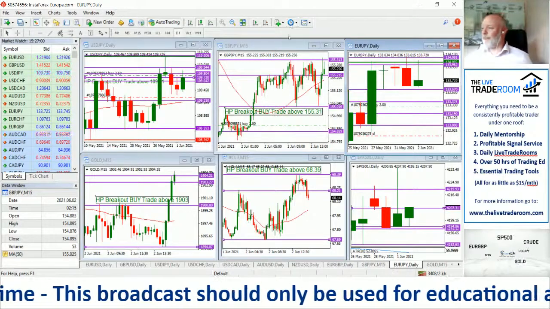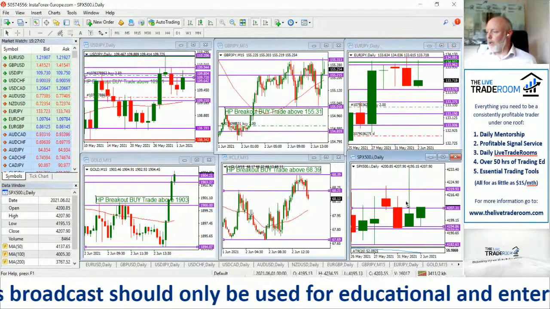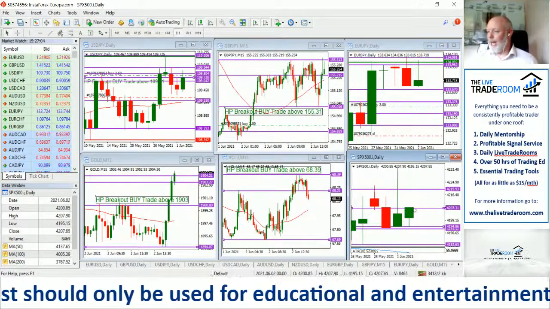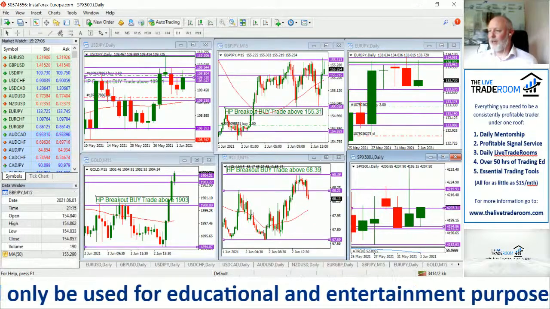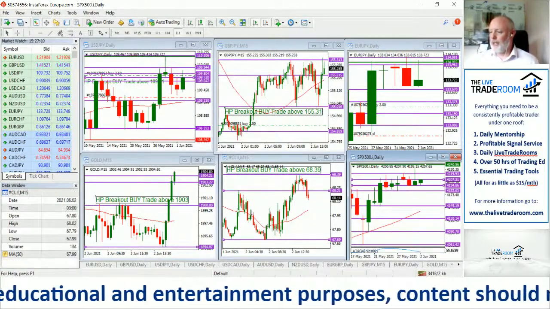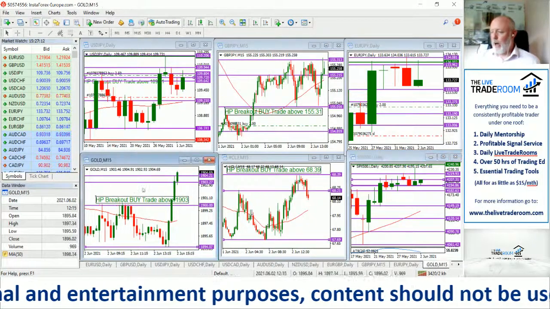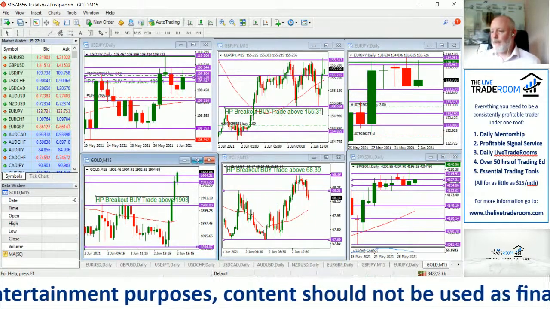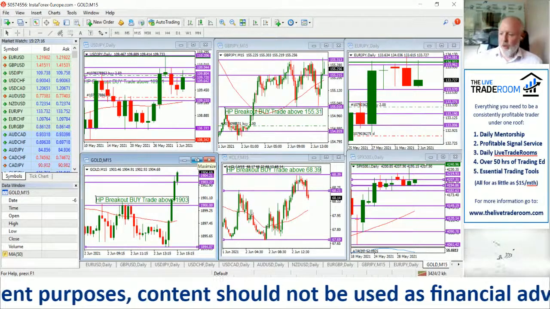Okay, so the S&P is looking a little bit bullish, but like I said, we're in this very, very tight little range on the daily time frames. So the gold market is now looking like we're extending the move.